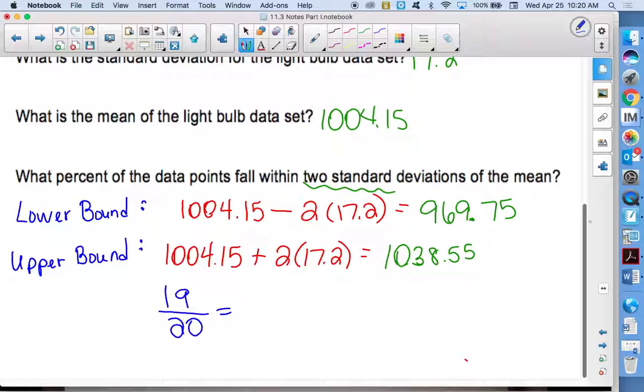So if you had a 19 out of 20, what would your percentage be? A 95%. So 95% of our data is 2 standard deviations from the mean.